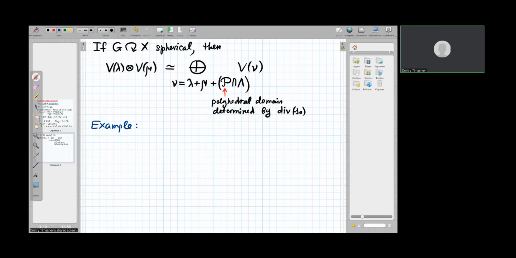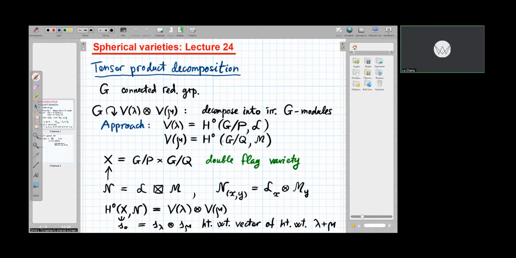Professor, sorry, I want to ask a question. Yeah, please go ahead. So I remember that the Borel-Weil theorem tells us that the space of sections of a homogeneous line bundle over a generalized flag variety is a simple G module. So do we have that any G line bundle over a generalized flag variety is homogeneous? Do we have the converse?